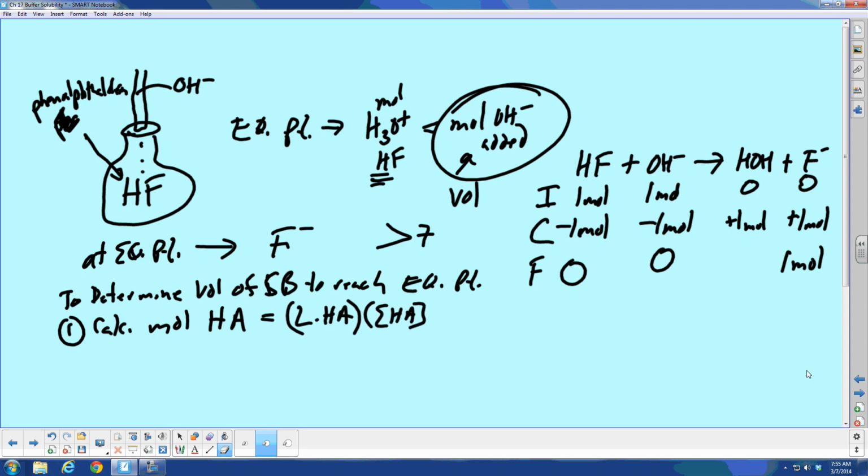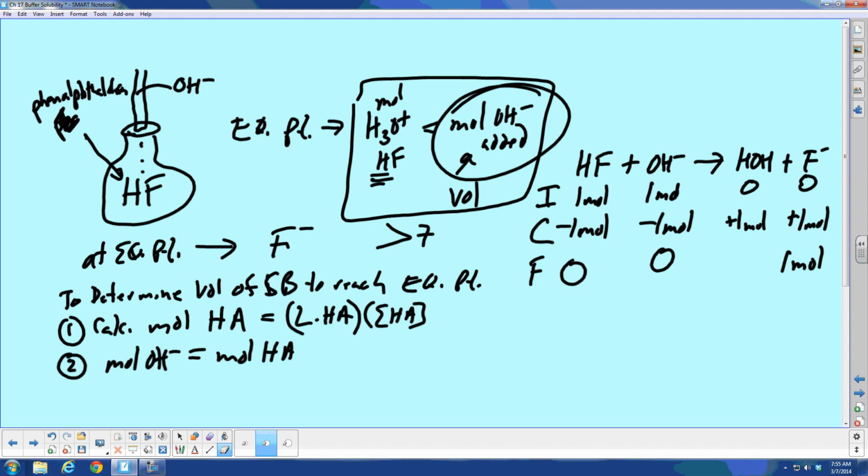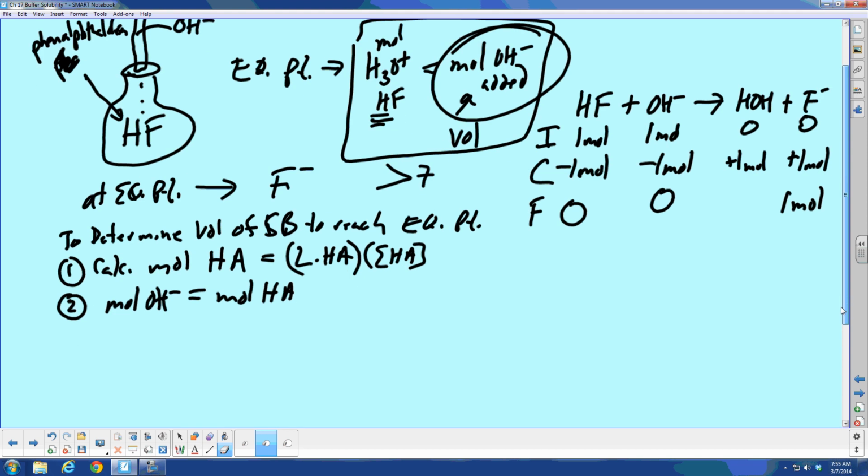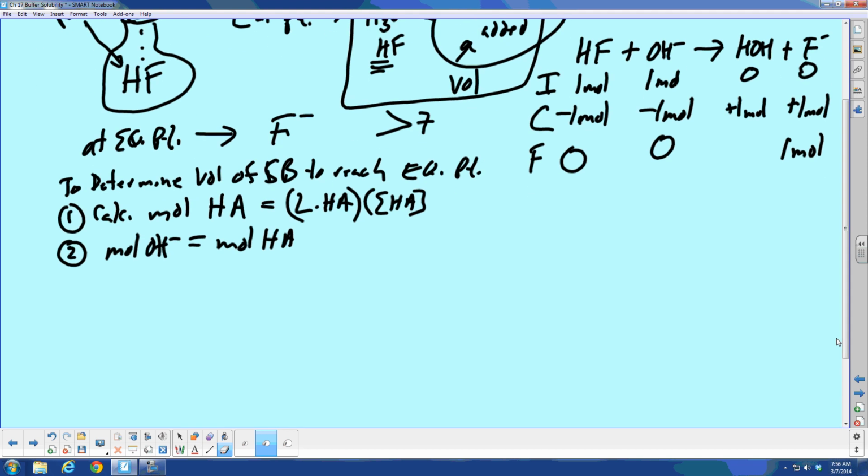Good. Number two, I know then that the moles of my hydroxide equal the moles of my weak acid. Why? By definition, right here. At the equivalence point, those moles of hydroxide added equal the moles of hydronium coming from my weak acid. Good. Now the third thing, and you might think this is silly, but it's not. We have to be careful.